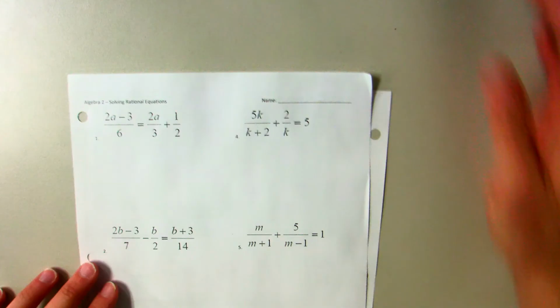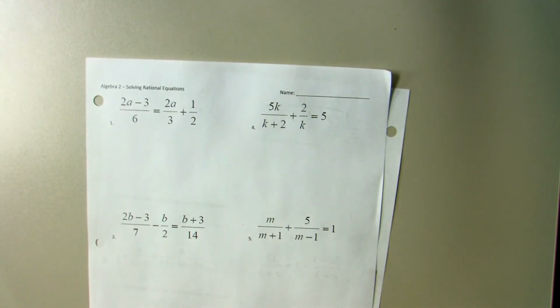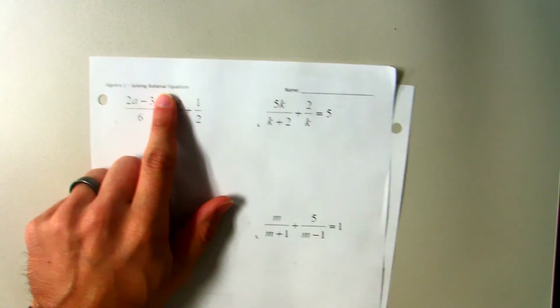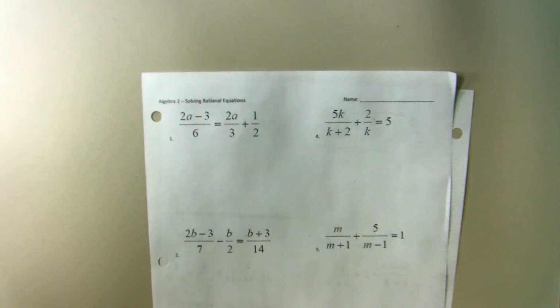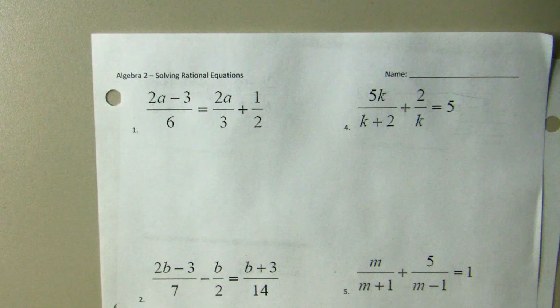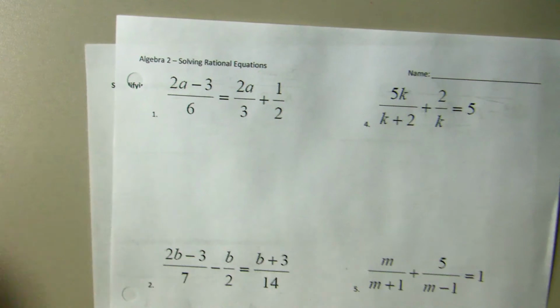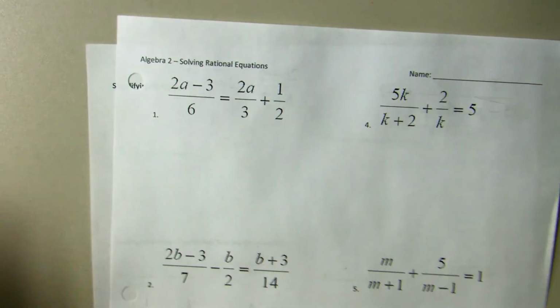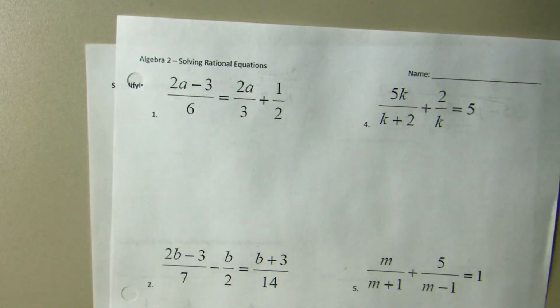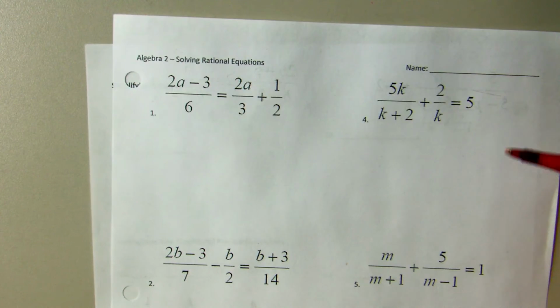Okay, so rational still basically means fractions, and so if we're solving rational equations, we're trying to solve equations that have fractions in them. So that's what all 10 of these questions have in common. There's a bunch of fractions. Now, we do have to be careful about extraneous answers as well, so we'll talk about that in question 4.